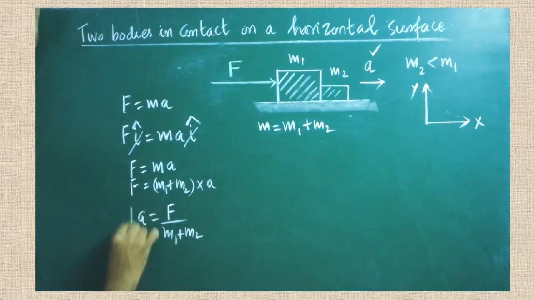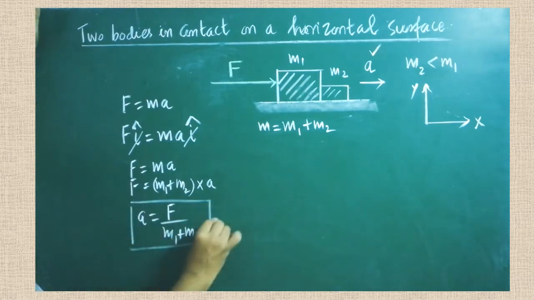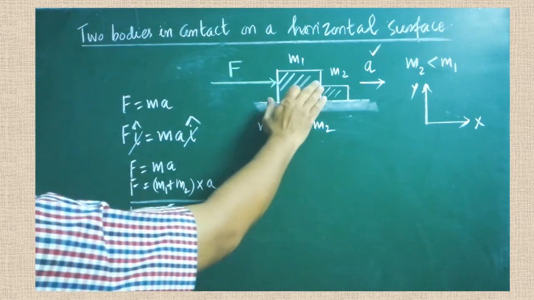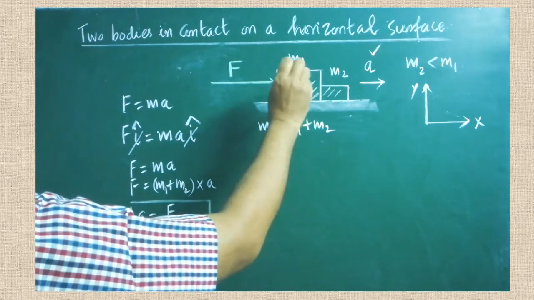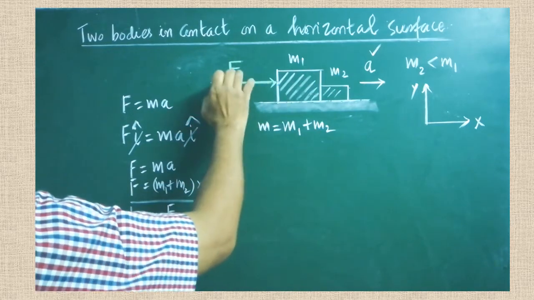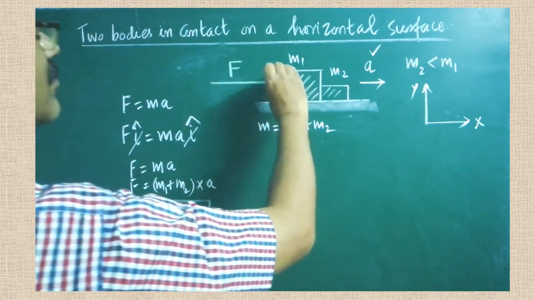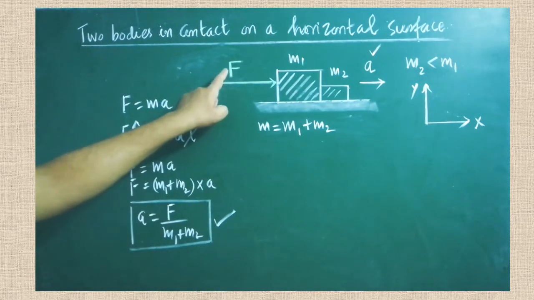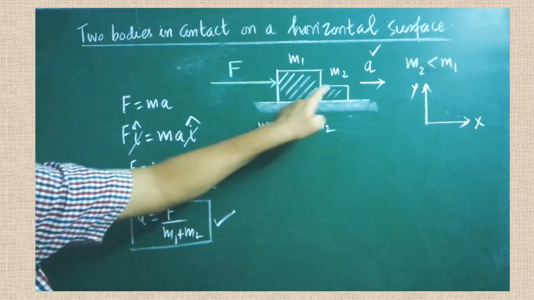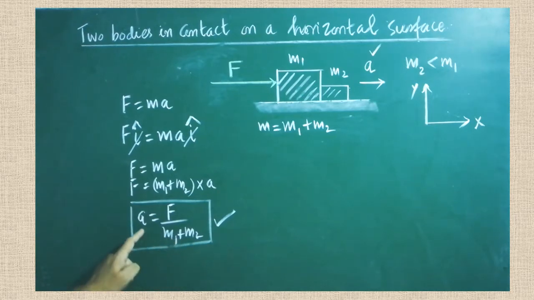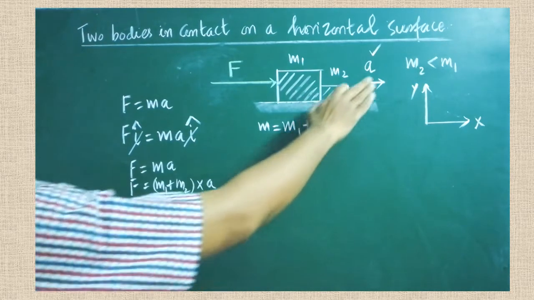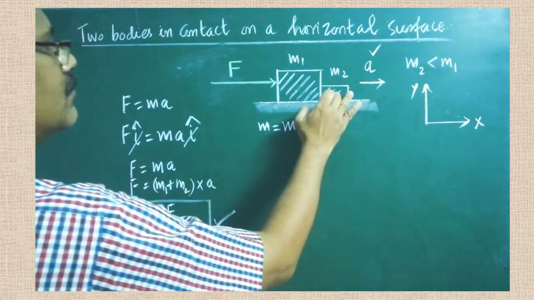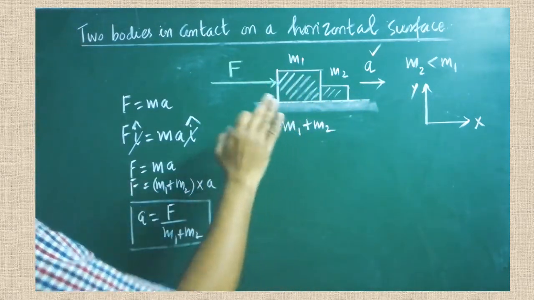So this formula is very much essential for further studies. Are you clear? So this much acceleration is created on the body due to the application of the force. Both of them are moving together with this acceleration. By knowing the value of force and the values of masses, we are able to calculate the acceleration of the body. Here the only assumption is that the mass m2 is lesser than m1. That you have to understand.